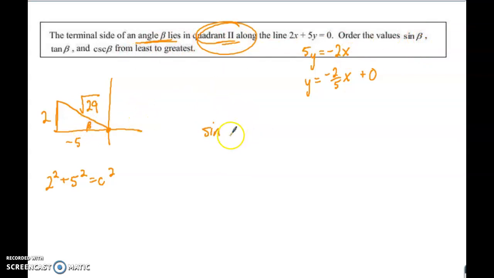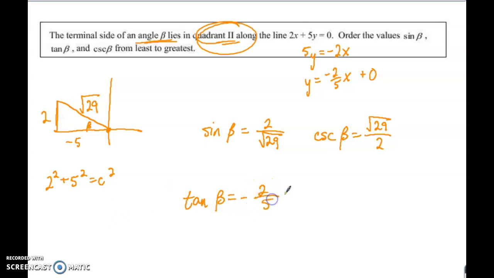So let's find sine of beta first. Well, sine is opposite over hypotenuse. And then cosecant is the reciprocal of that. So it'd be root 29 over 2. And then tangent would be opposite over adjacent, or sine over cosine. So tangent, let's write it right here, would be 2 over negative 5, or negative 2/5.